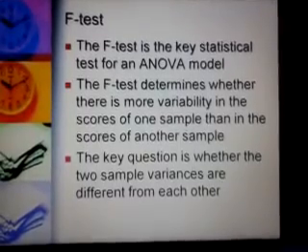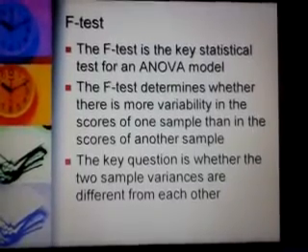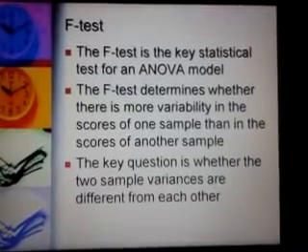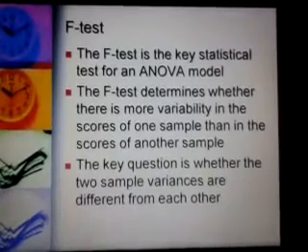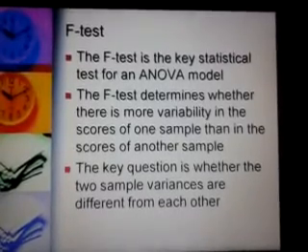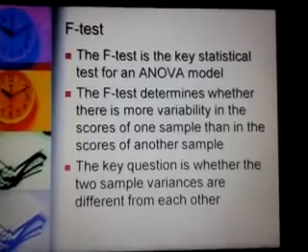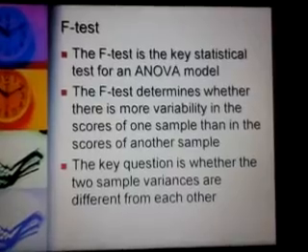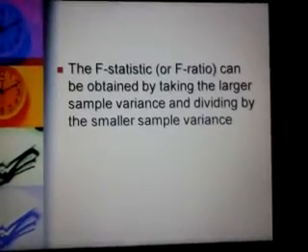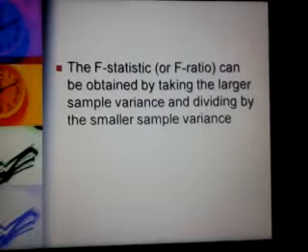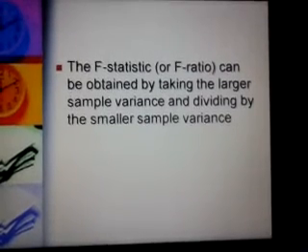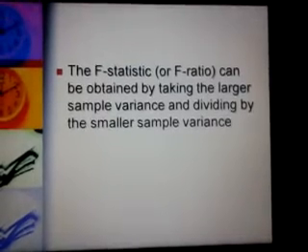The F-test determines whether there is more variability in the scores of one sample than in the scores of another sample. So if there is variability between two samples, the key question is whether the two sample variances are different from each other. When we discuss this example, it will be clearer. The F statistic or F ratio can be obtained by taking the larger sample variance and dividing by the smaller sample variance. This is the calculation behind the F value, the F ratio.